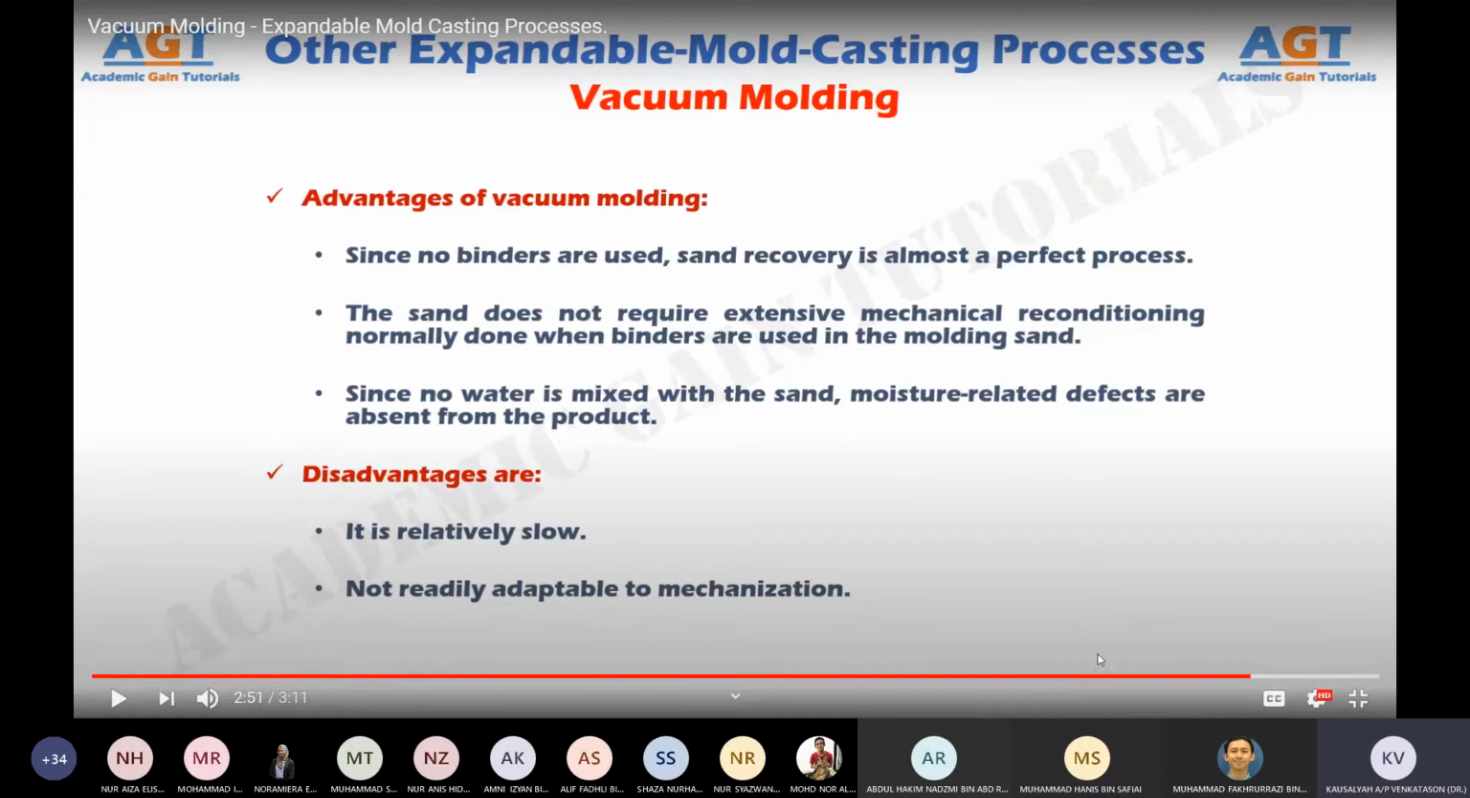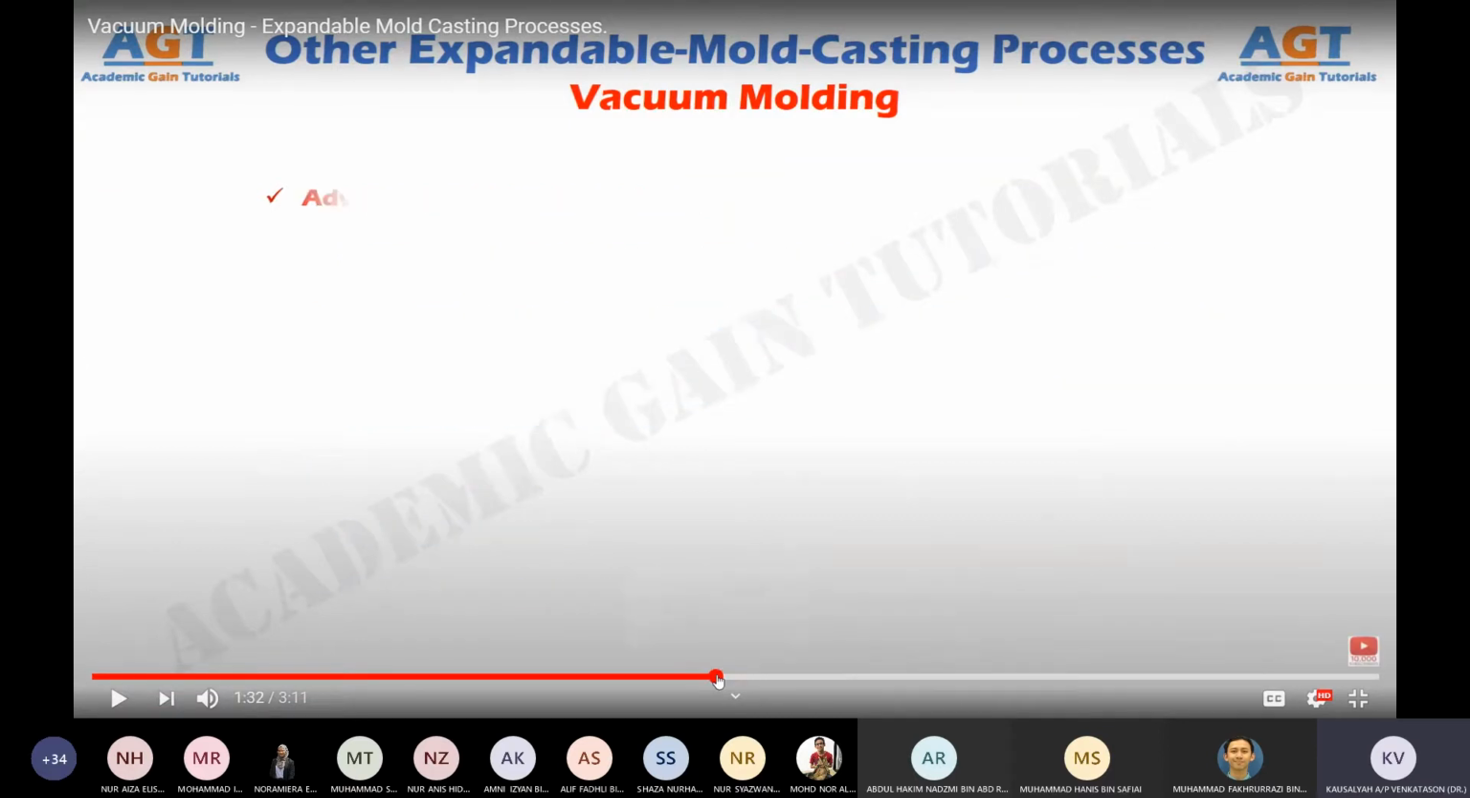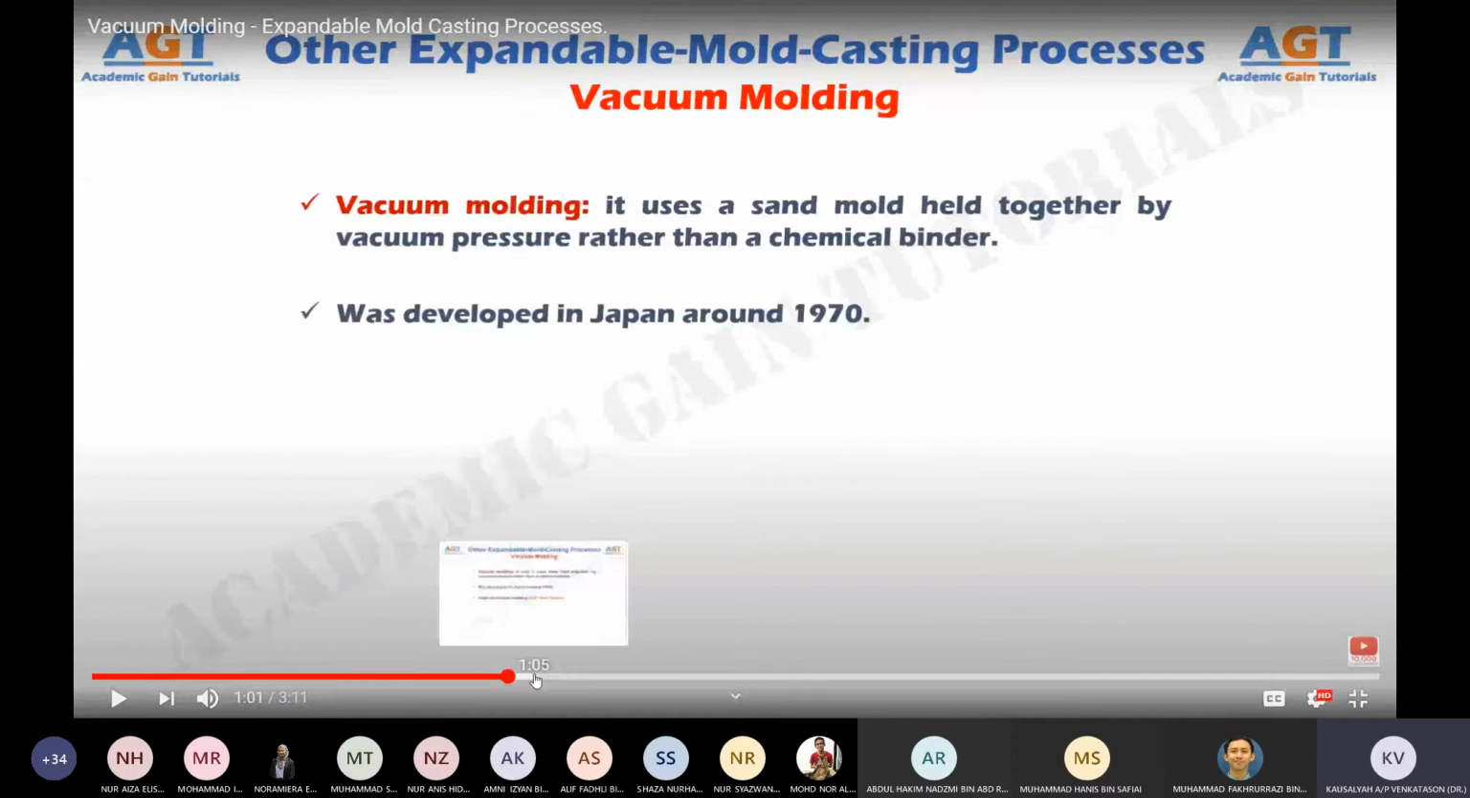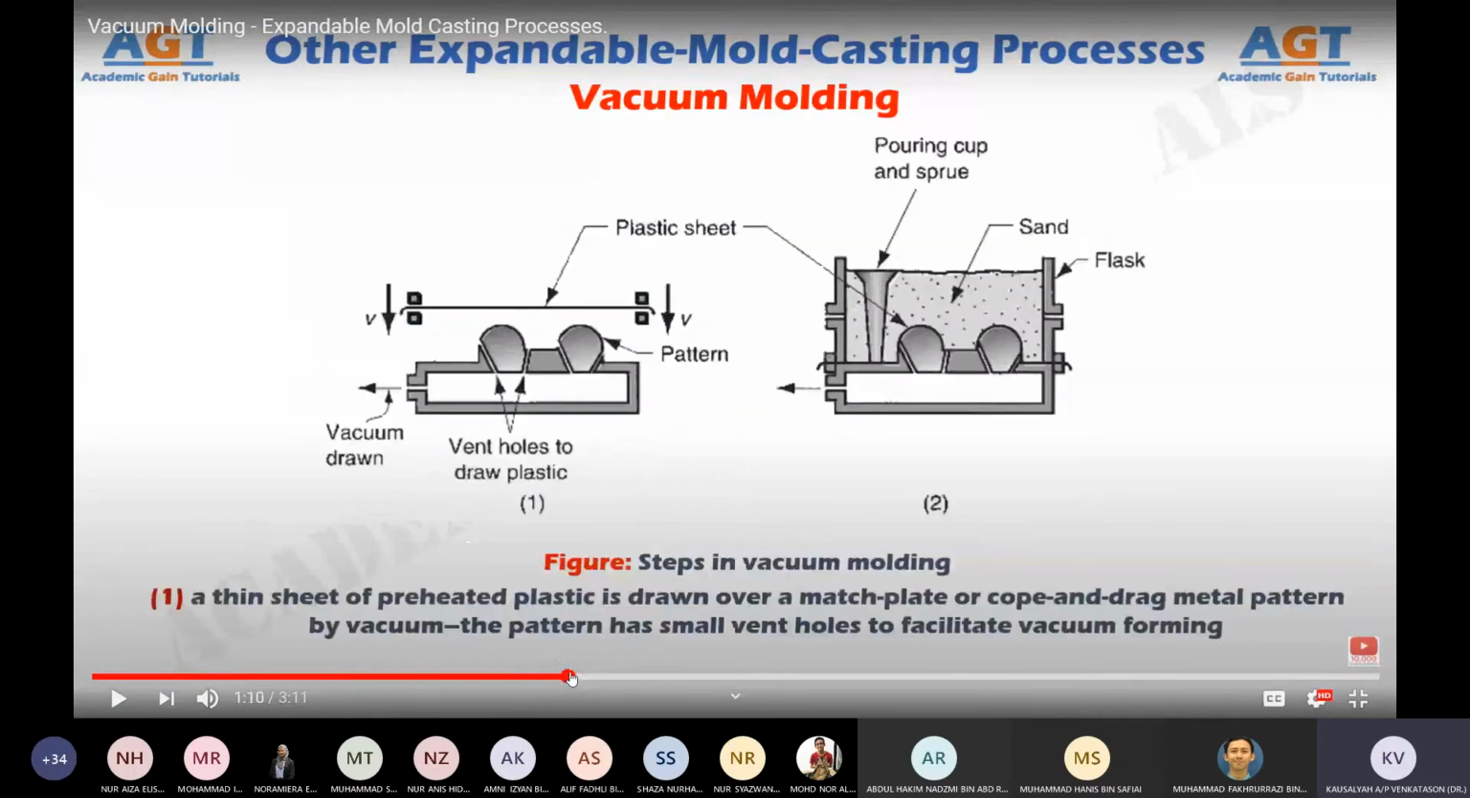Alright, so in the notes just now, vacuum molding was not inserted, so I'm going to use the video itself. This is a relatively later process, whereby what we have is a thin sheet of preheated plastic, which is drawn over a match plate. When we talk about match plate or cope and drag, early on these were the types of pattern we use in sand casting. So either a match plate or a cope and drag metal pattern, by vacuum. The pattern has small vent holes to facilitate vacuum forming.